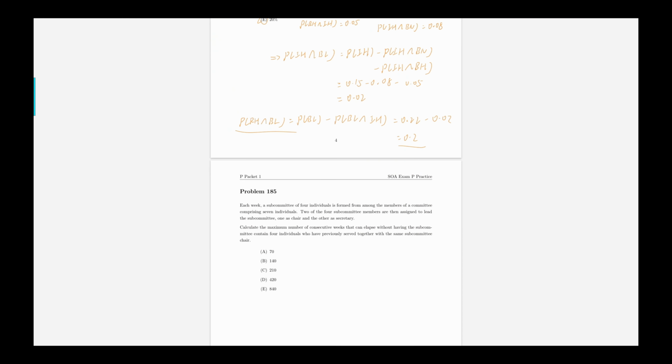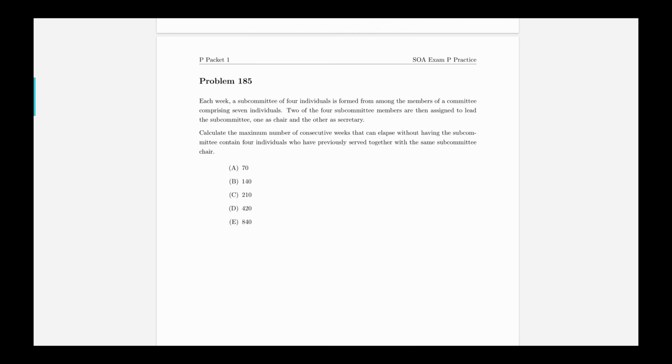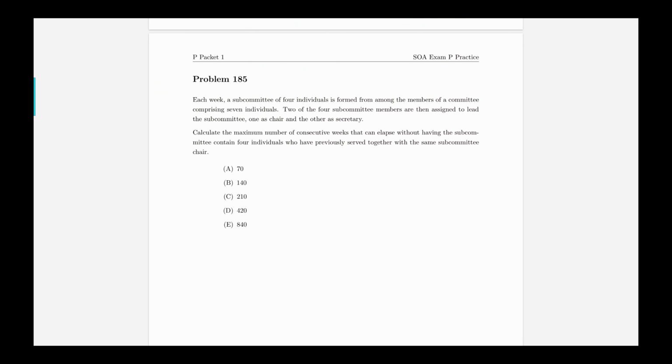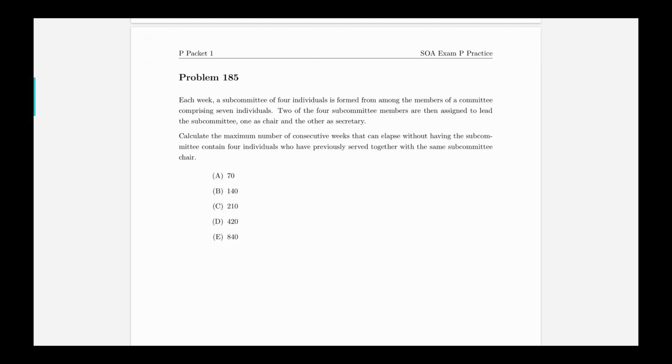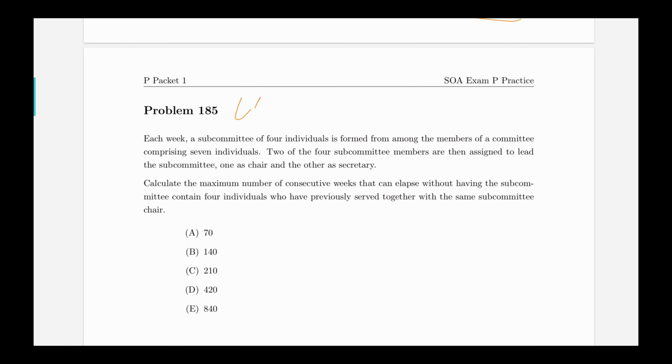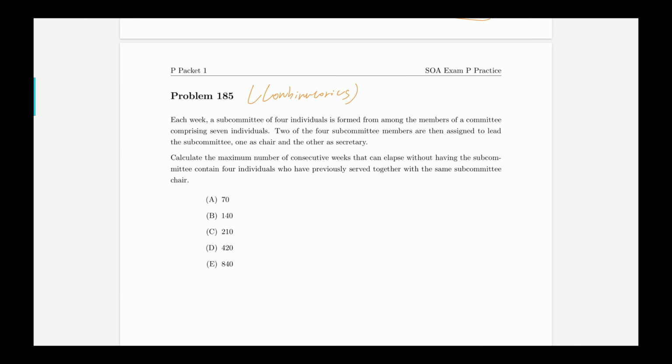Okay, so this is how we do question 11. Let's go ahead and jump to the next one. So again, let's spend 5 minutes on this and see if you guys can figure it out. Pause the video. Okay, so this is a pure combinatorics problem. Basically, for this one, there are 7 candidates here, and I'm always choosing 4.